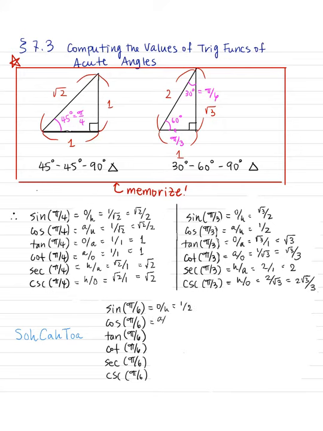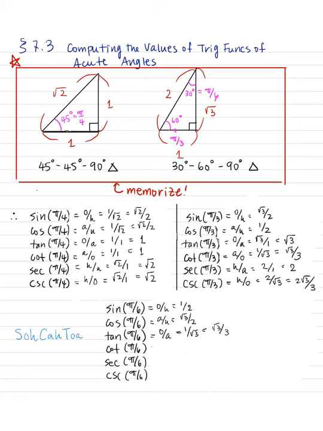Cosine is adjacent over hypotenuse. So you're gonna have square root of 3 over 2. Tangent is opposite over adjacent. So you're gonna have 1 over root 3. Rationalize the denominator, root 3 over 3.